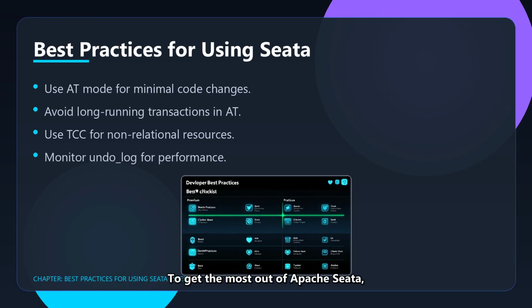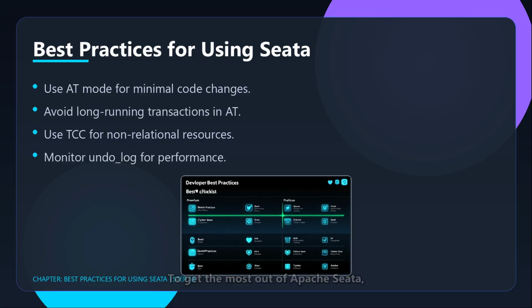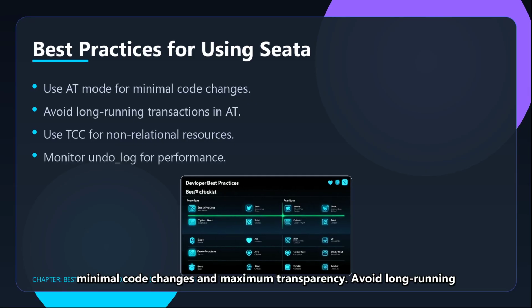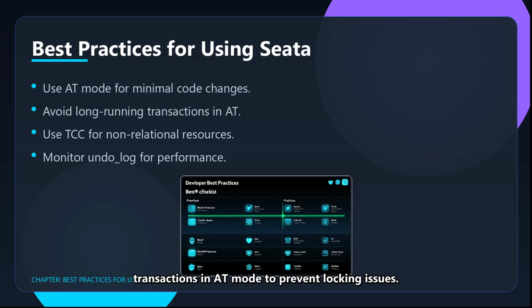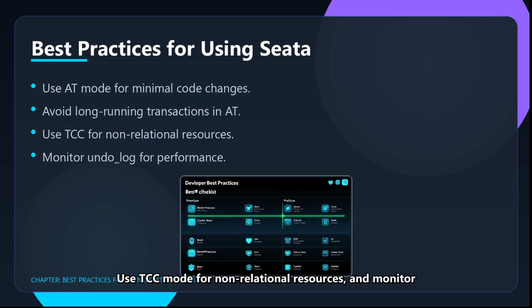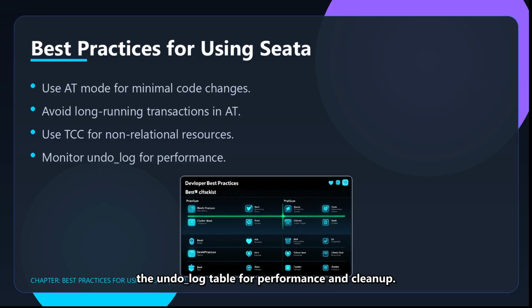To get the most out of Apache Seata, follow these best practices. Use AT mode for minimal code changes and maximum transparency. Avoid long-running transactions in AT mode to prevent locking issues. Use TCC mode for non-relational resources and monitor the undo log table for performance and cleanup.